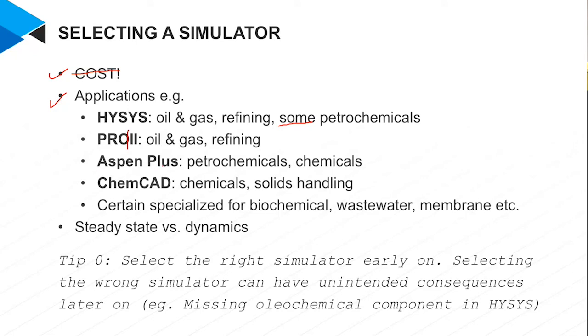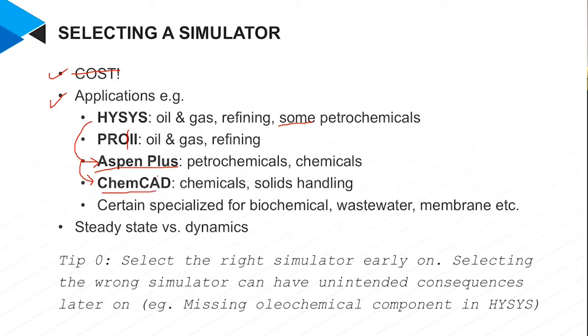So Aspen Plus is specialized for petrochemicals and chemicals. So usually if you try HYSYS and it doesn't work for your process, you just go to Aspen Plus or ChemCAD. These are the more common alternatives to HYSYS. And I would really recommend you not to use HYSYS if you are not in oil and gas or refining. If it's not oil and gas or refining, don't use HYSYS. That's the easiest way. So Aspen Plus supports oleochemicals, palm oil, chemicals, electrolyzers, for example, that you might be using.